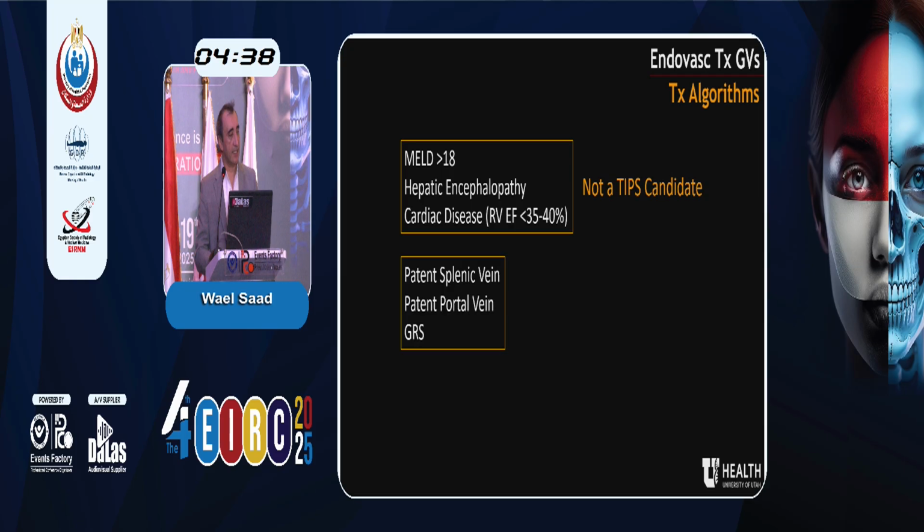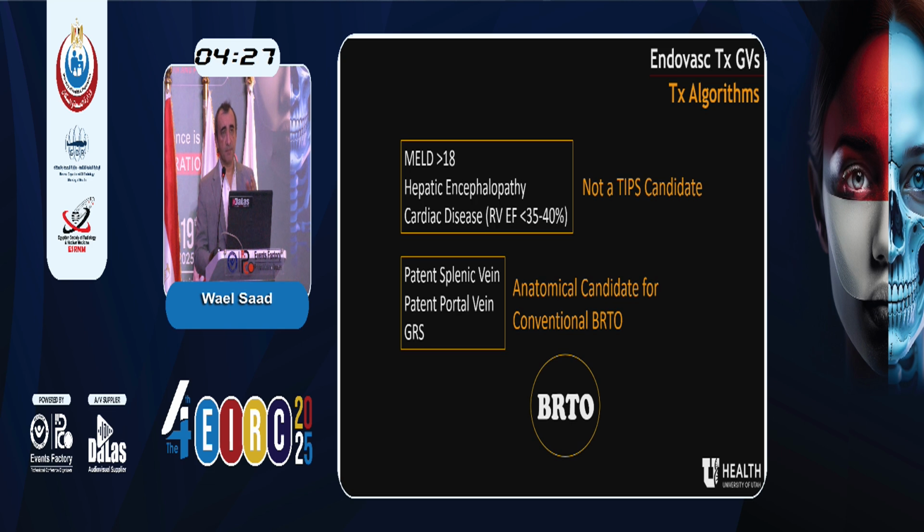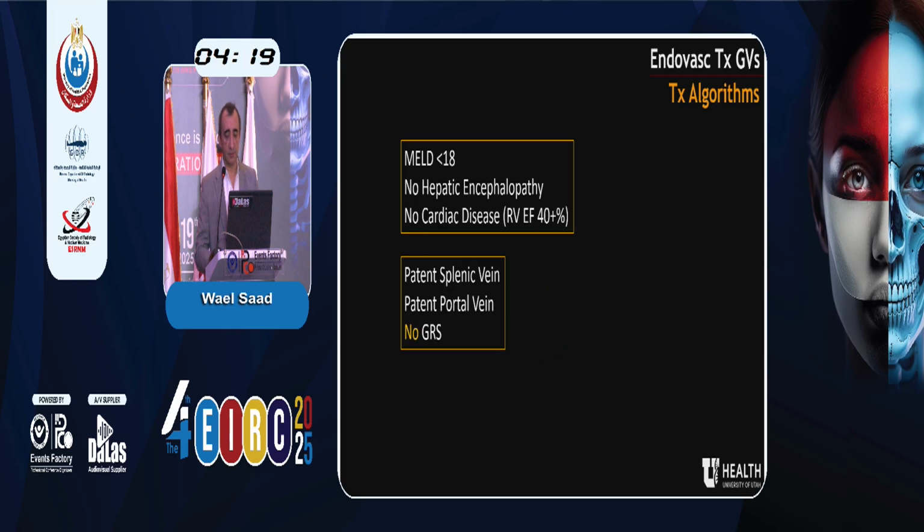Patient is a TIPS candidate. Also, there's anatomical candidate for conventional BRTO. So you do a BRTO. It's not a TIPS candidate. His MELD is above 18, not a TIPS candidate. There is a shunt. It's straightforward. Not a TIPS candidate, but candidate for BRTO, you do a BRTO.